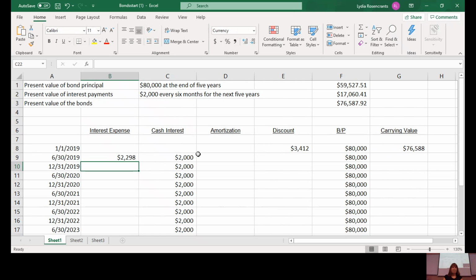Okay. So I have an interest expense, which is what's going to be on the income statement, of $22.98. Cash interest of $2,000. So the check that I'm actually going to send the bondholders, remember, is always going to be the $2,000. But oh my goodness, that's not going to balance that journal entry, right? I'm going to debit interest expense for $22.98. I'm going to credit cash for $2,000. Yikes. The difference, guys, is going to be the amortization of this discount.